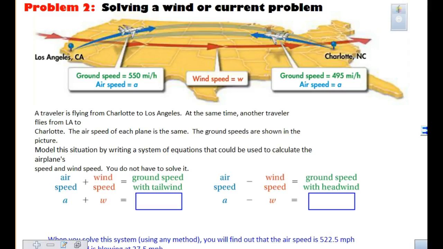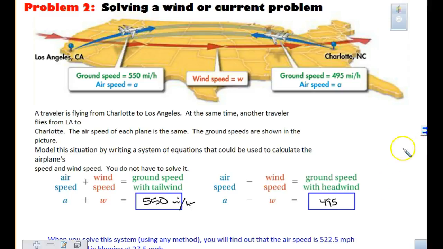So, which one of these is going with the wind? A plus W, should this be 550 or 495? If you're going with the wind, you should be going faster, right? So airspeed plus wind is going to give us 550. And this answer is in miles per hour, so just like in science, we want to have labels with our answers. When we go against the wind, we take our airspeed minus W, and it equals 495.